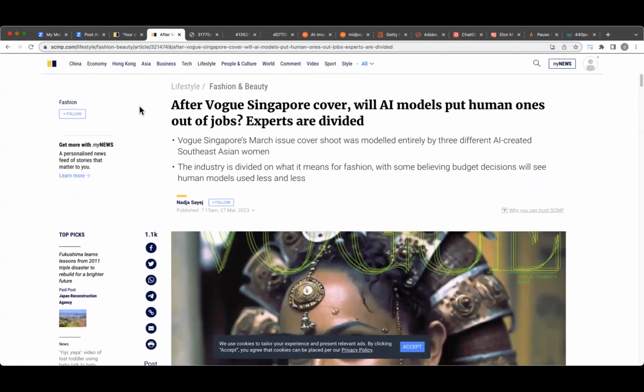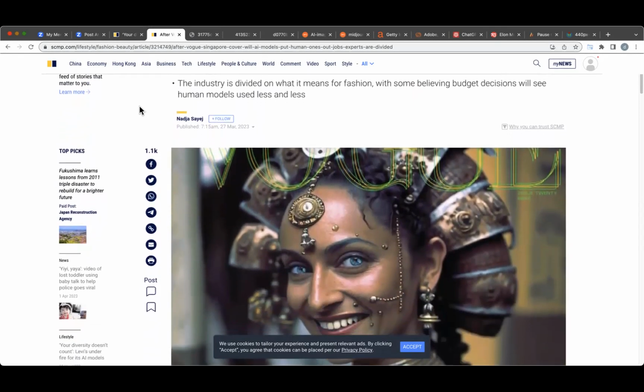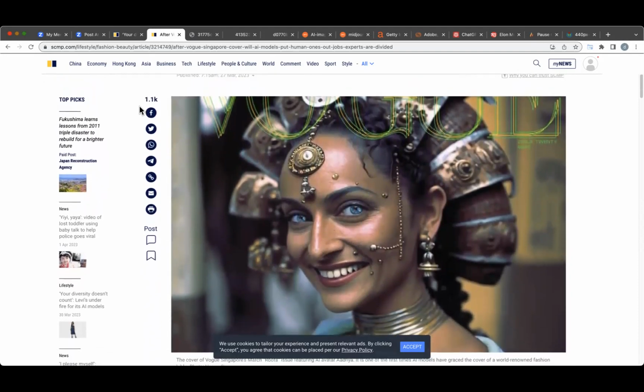So you should be seeing the Vogue article right now, correct? So this is a Vogue Singapore cover. And will AI models put human ones out of jobs? Experts are divided. So here's another case where you're not hiring the models, you're not hiring the photographer. The image doesn't look so great to me.